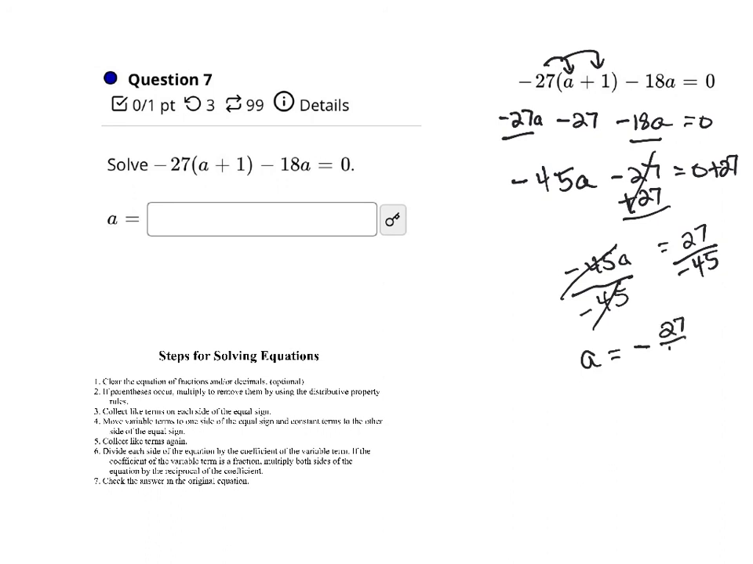So 27 over 45. We need to reduce that. We know 9 will go, so let's do 9 into 27 gives us 3, and 9 will go into 45 5 times. So a equals negative 3/5. So I divided both of those by 9. Find the same number and divide both by the same number. So a equals negative 3/5. Be careful with your signs.